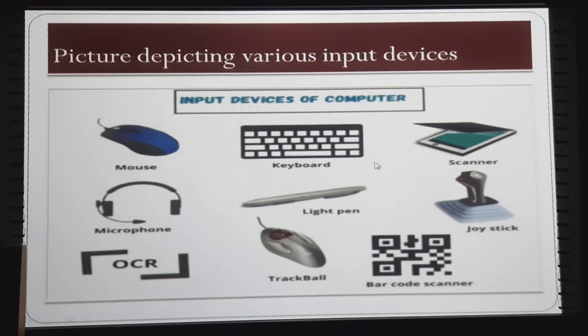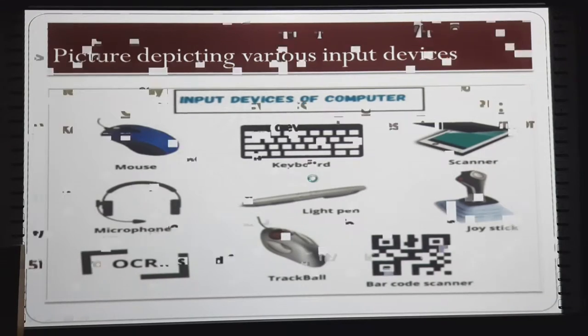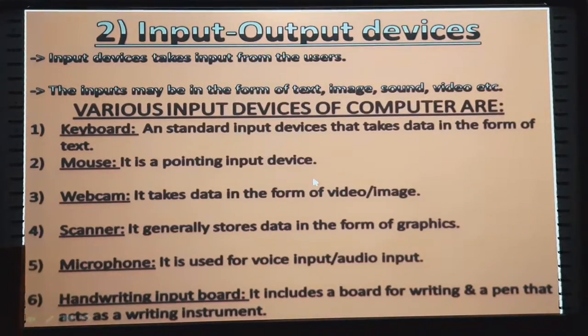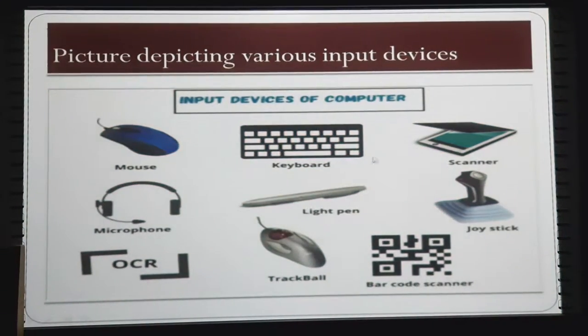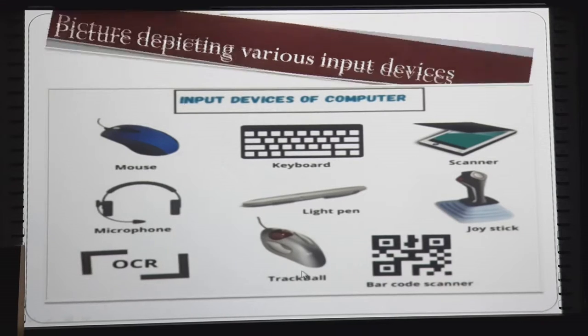Then this is light pen, which is generally used with the handwriting input board, by means of which we can provide instruction in the form of text to the handwriting input board. Then trackball, barcode scanner, all these things are some of the input devices.